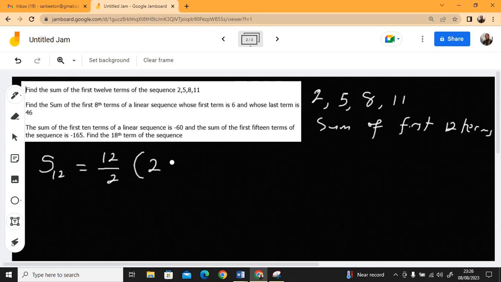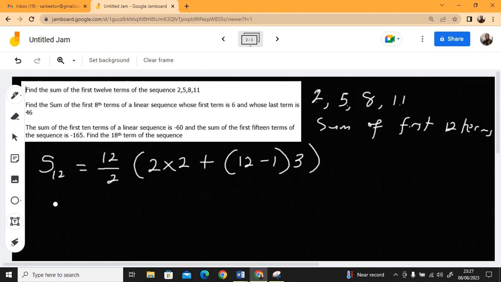2a means 2 times what? My a, the first term, is 2, plus n minus 1. My n is 12, because it is the sum of the first 12 terms, minus 1. Then my common difference: 5 minus 2 is 3, 8 minus 5 is 3, 11 minus 8 is 3. So my common difference here is 3. Then you close the bracket.